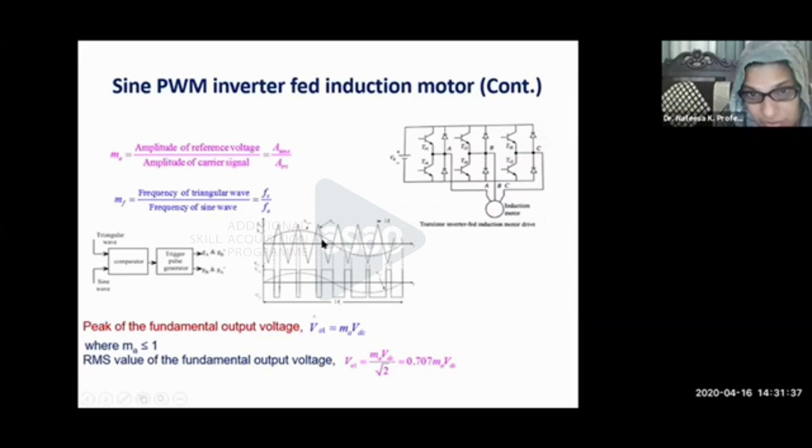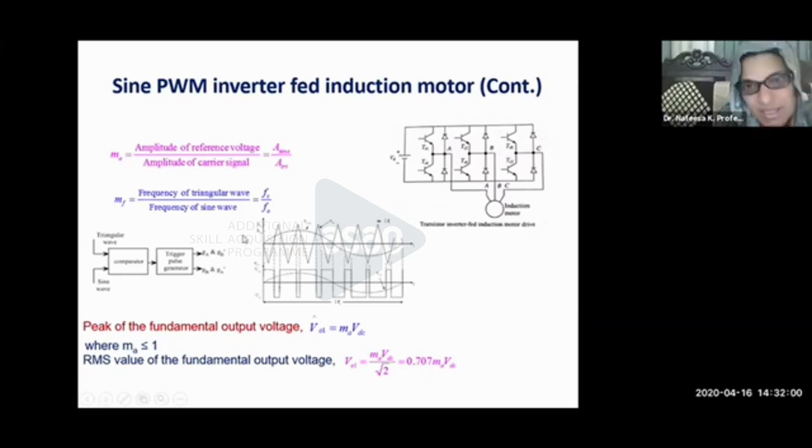So this is the peak of the amplitude of the reference voltage, and the amplitude of the carrier signal, which we will call a triangle, is the peak value of the triangular wave. So A sine by A triangular, this is the modulation index.